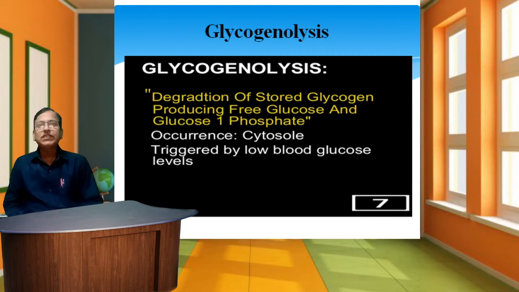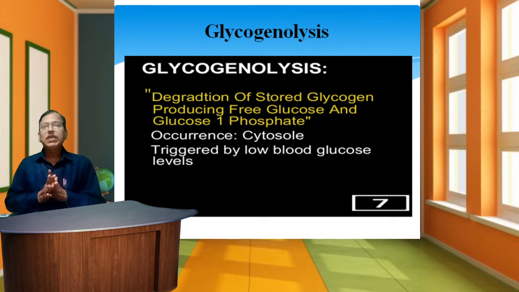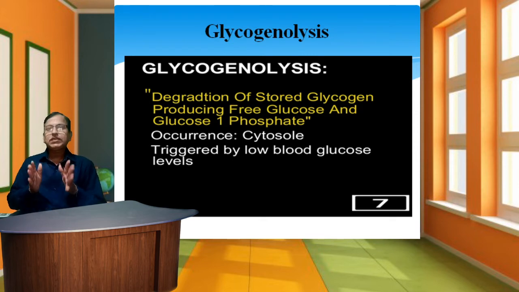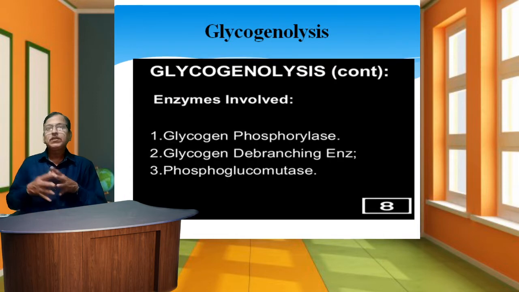What is glycogenolysis? It is the degradation of stored glycogen producing free glucose and glucose 1-phosphate. This process mainly occurs in the cytosol and is triggered by low blood glucose levels. The following enzymes are involved: first, glycogen phosphorylase; second, glycogen debranching enzyme; and third, phosphoglucomutase. These three enzymes play an important role in the process of glycogenolysis.